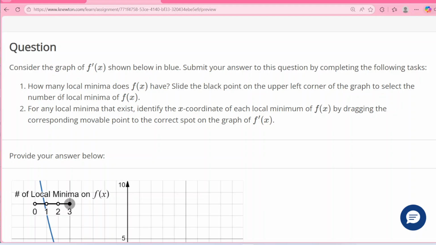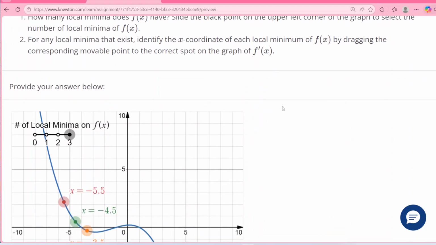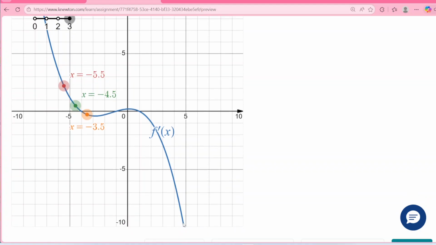All right, so the question is, how many local minima does f, the original function, have? Slide the black point on the upper left corner of the graph to select the number of local minima of f. So if you look at f prime, this is again the graph of f prime. Remember, where the derivative is 0, those are your critical values. So there are 1, 2, 3 places where the graph of f prime crosses the x-axis. There are 3 critical values here.